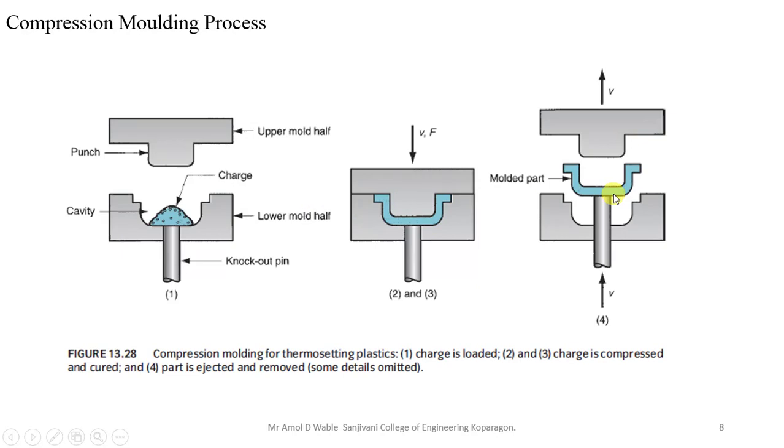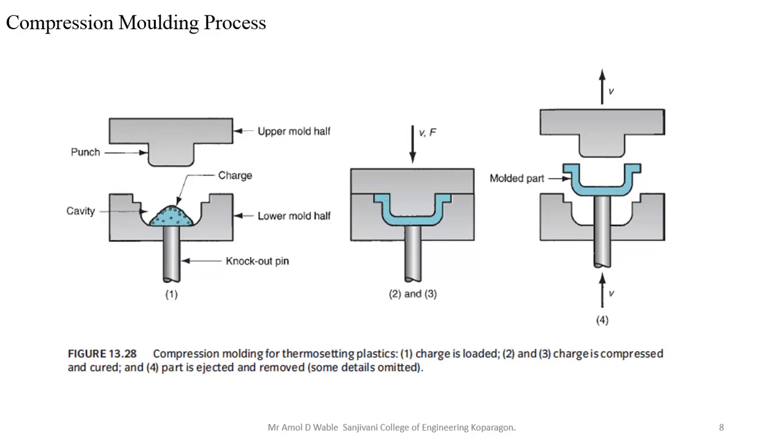After compression, the component solidifies, the upper half of the die opens and the component is removed with the help of an ejector pin. The pressure used in this process varies from 0.5 megapascal to 50 megapascal depending upon the size of your material. Temperature during this process is around 125 degrees Celsius to 250 degrees Celsius. The curing time depends upon the material geometry and the thickness of the component, and generally the curing time is between around 0.5 minutes to 5 minutes.